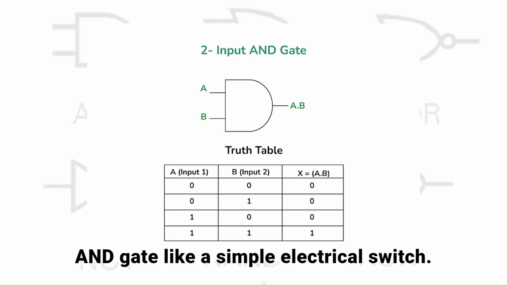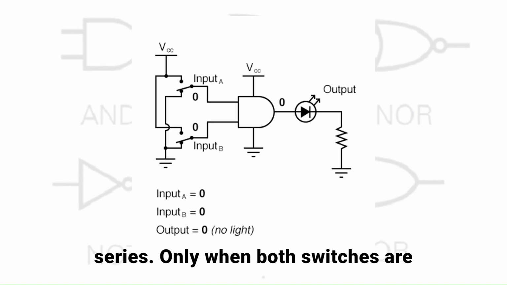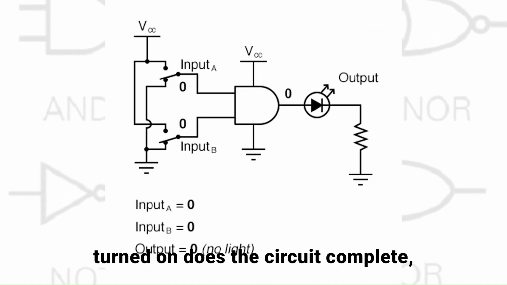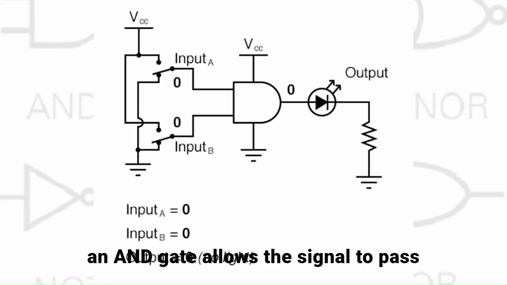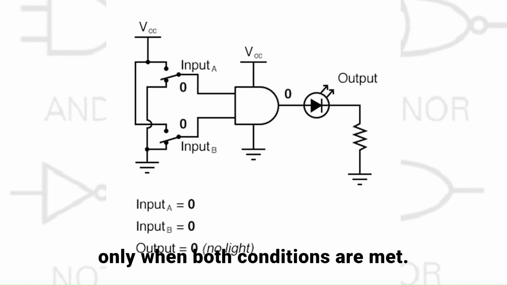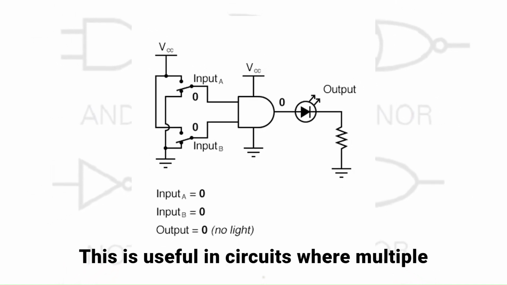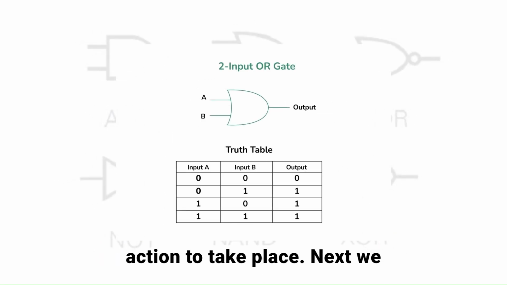Think of an AND gate like a simple electrical switch. Imagine a circuit with two switches in series. Only when both switches are turned on does the circuit complete, allowing current to flow. Similarly, an AND gate allows the signal to pass only when both conditions are met. This is useful in circuits where multiple conditions must be satisfied for an action to take place.